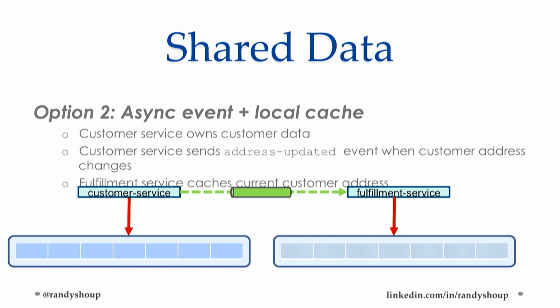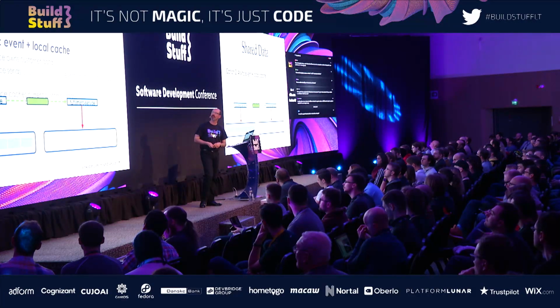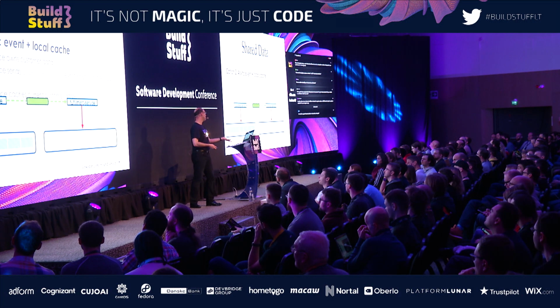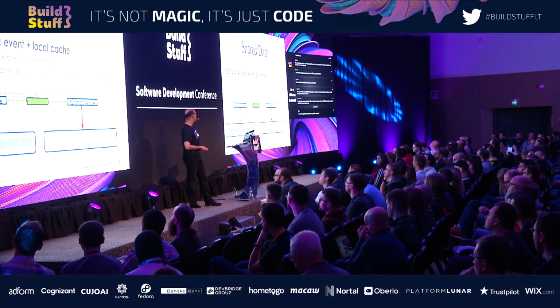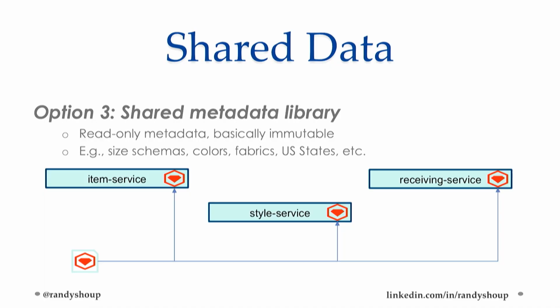So the owner of the data, that system of record, publishes an event, and then the other people that are interested in that data consume the event and store it locally. And this is a totally legitimate technique that we use all the time. Okay, and the third option for shared data, if it is small and if it is slow changing, like metadata, then you can use this technique by simply publishing this stuff as code. That's a totally legitimate technique for something that is slow changing and relatively small.